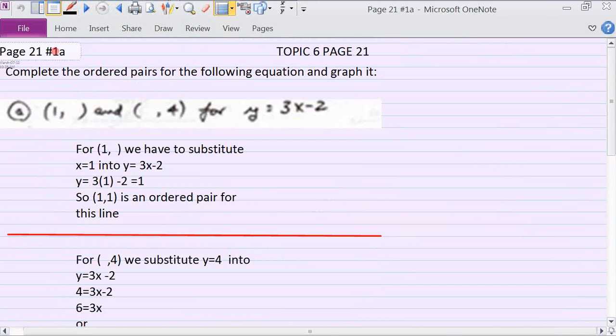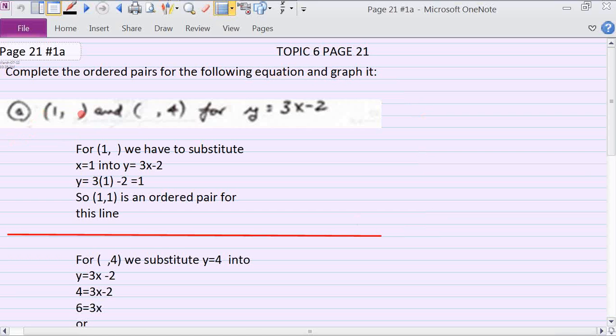And 1A on page 21. In this case, we're given the value of x equal to 1 in an ordered pair. We don't know what the y value is, and then we're given the y value but not the x value for a second ordered pair, and we have the equation. So we need to know, if x is 1, what is the y value equal here? And if y is 4, what is the x value? And then we've got to complete the ordered pairs, and then we've got to graph it. So that's what we're going to do.